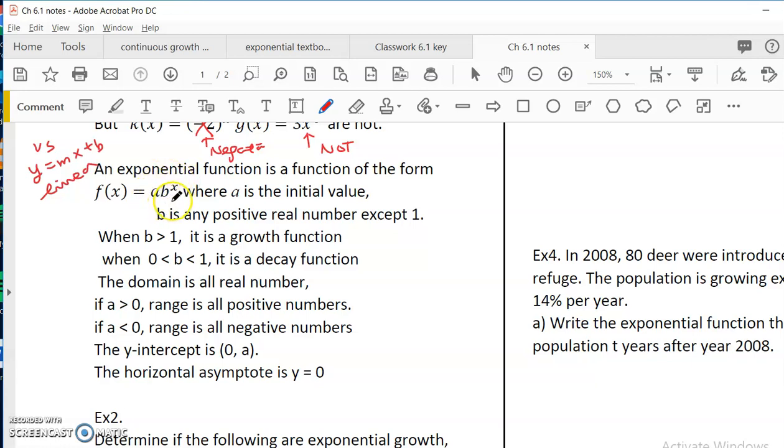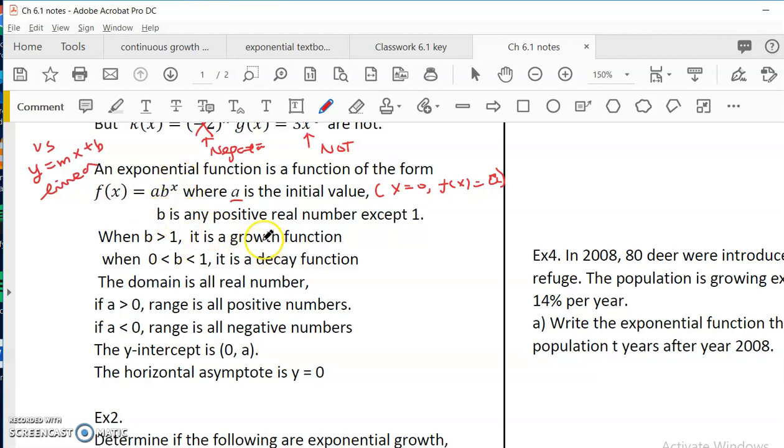So how do I interpret this? The base is not ab, the base is b. The a is a constant multiple outside of it, and it's called the initial value. So that means when x is 0, then f of x is a. It's not b, it's a. And b is the base, any positive real number except 1. It doesn't make sense to have 1, right? Because 1 to the anything is 1.